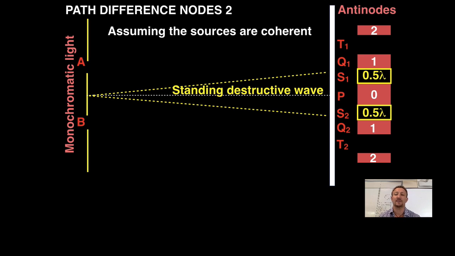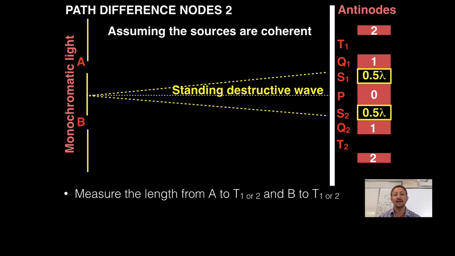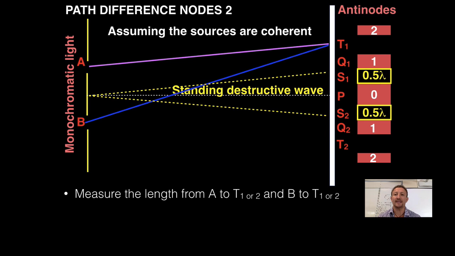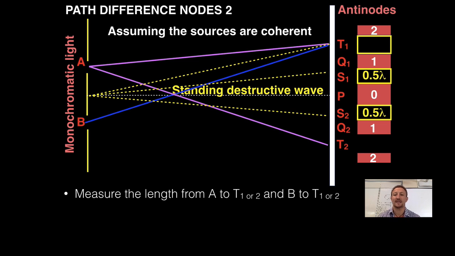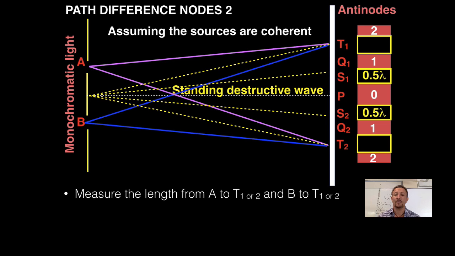So let's look at the next nodal point beyond order 1 of the antinodes. In this case I'm going to call this T1 and T2. Again, I measure the distance A to T1 and B to T1, and that will give me my second node, or I can go from A to T2 and measure the distance B to T2 and take the 2 away. They will also give me a second nodal point.